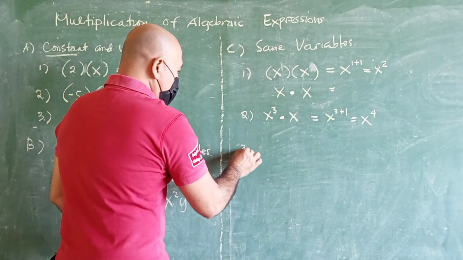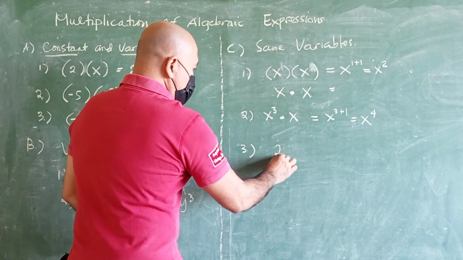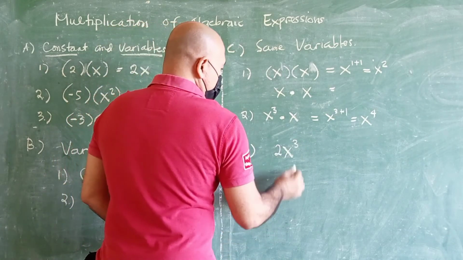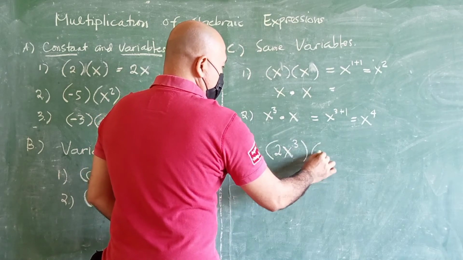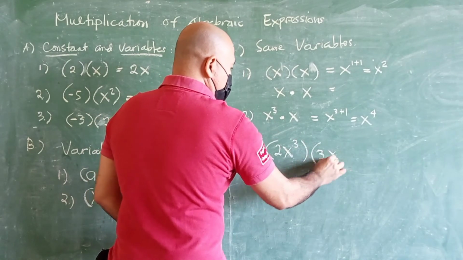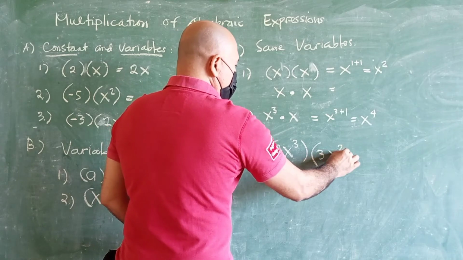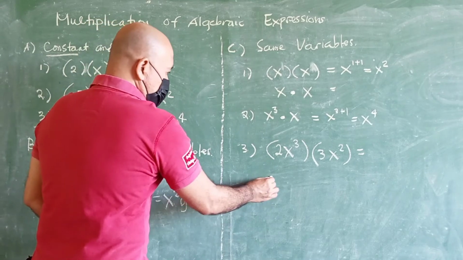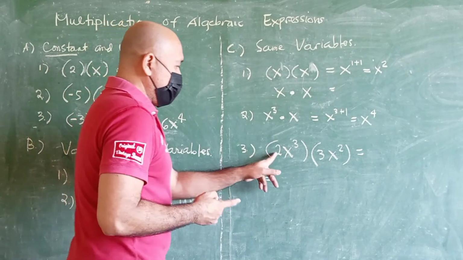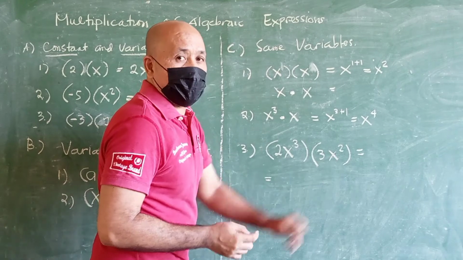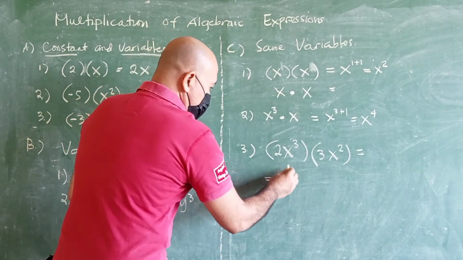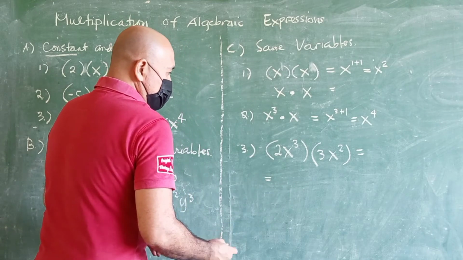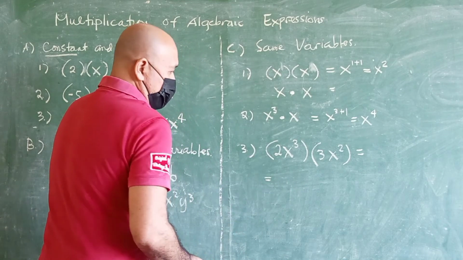Okay, let's continue. Supposedly you have 2x raised to the power of 3 times 3x raised to the power of 2, for example. So what will be the result? Just simply multiply numbers with numbers and variables with variables. You may do it this way, but if you are a master already, just give the product directly.